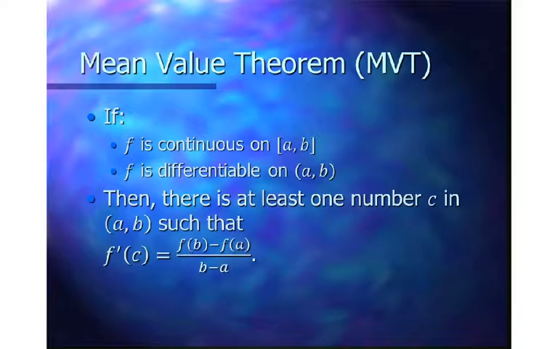In this theorem, if those two conditions are met, then we know that there has to be at least one number c in the interval from a to b, such that f'(c) equals (f(b) minus f(a)) over (b minus a). Now that (f(b) minus f(a)) over (b minus a) should look very familiar, and so let's restate this in ways that we've already seen.